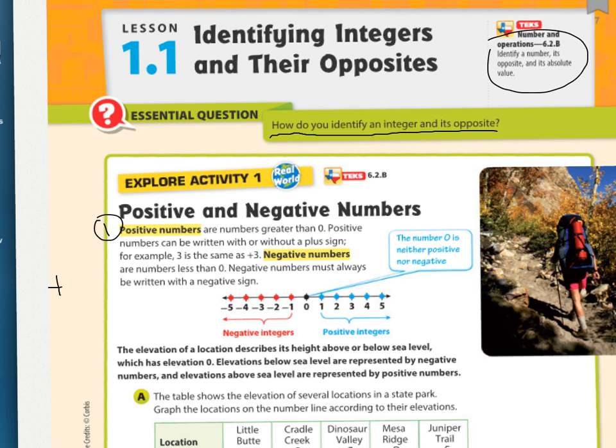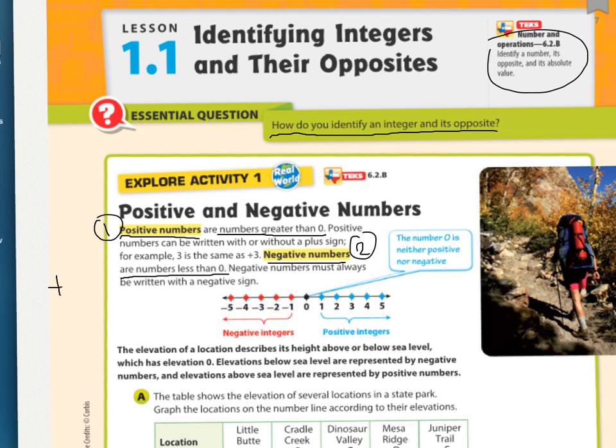Now, if it's a negative number, those are the numbers that are less than 0, and you always have to write a negative sign in front of it if you mean for that number to be negative. If you don't put the negative sign, then it means positive. So right now I want you in your notes to write down this vocabulary word, positive numbers, and the definition, numbers that are greater than 0. And then for number 2, you're going to write negative numbers and its definition, which are numbers that are less than 0.